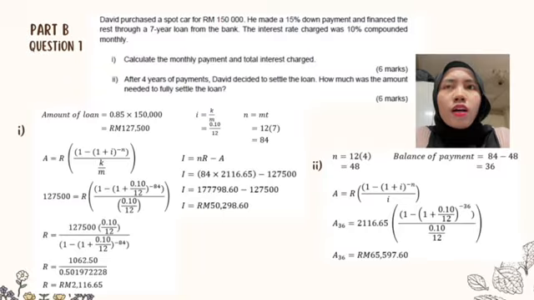A is 127,500. R is the monthly payment that we are trying to find. i is 0.10 over 12 and n is 84. Once we enter the value, we are going to get the monthly payment, which is 2,116.65 ringgit Malaysia. For the total interest charge, we are going to be using this formula, which is capital I equals n times R minus A.